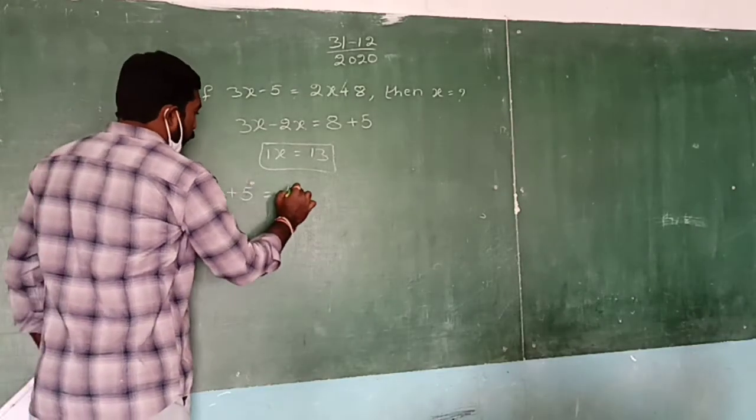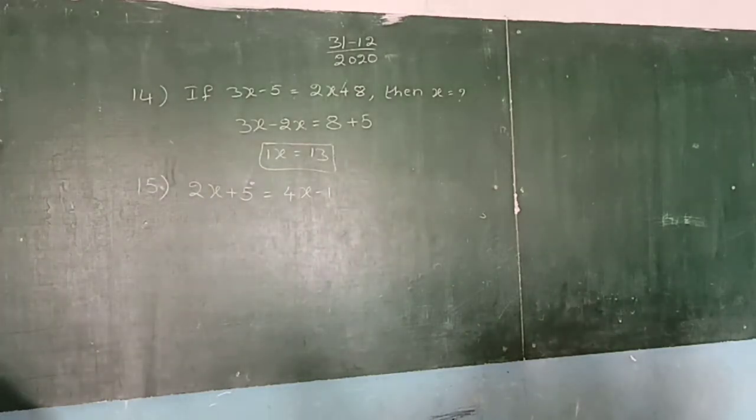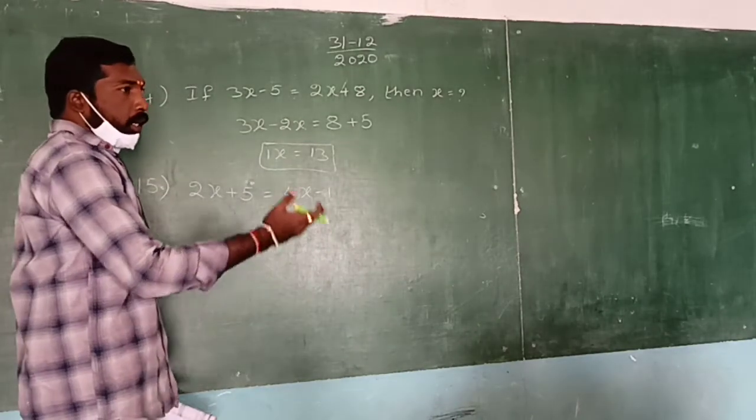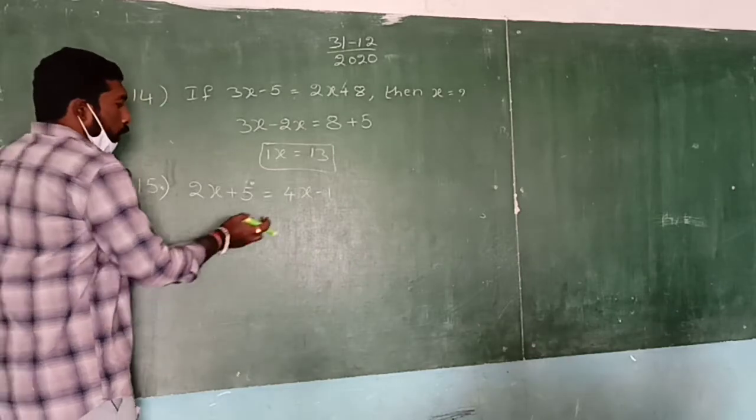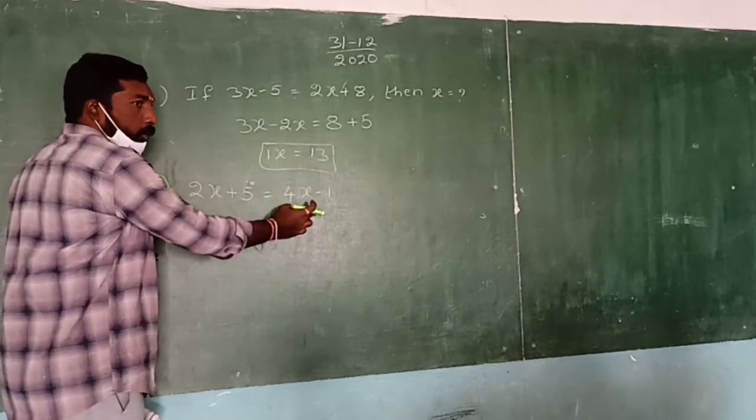In the similar way, 15th question: 2x plus 5 is equal to 4x minus 1. Here in this case, what do you have to do now? Replace the variables on one side and constants on one side.